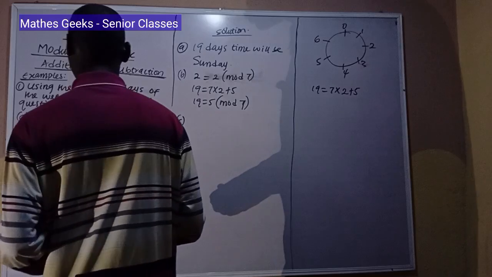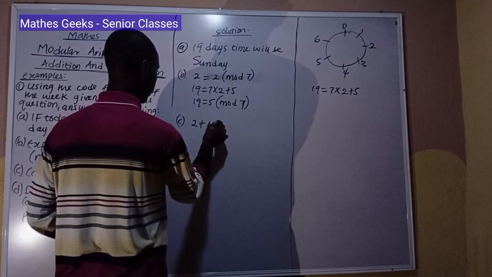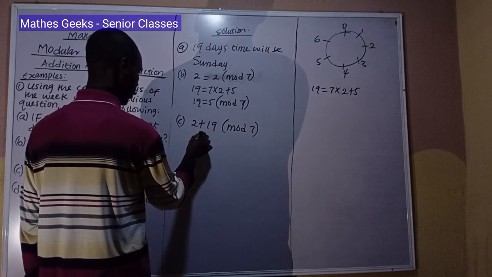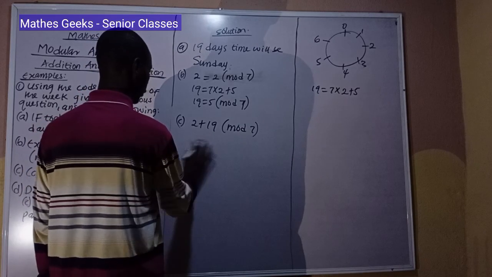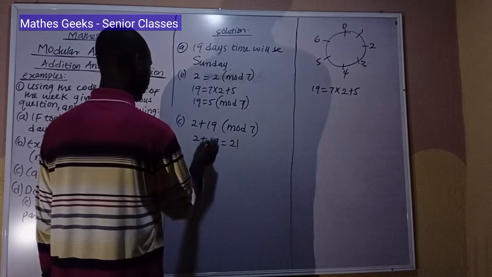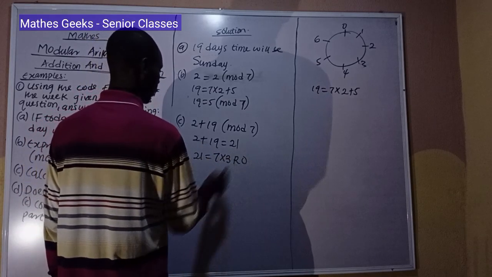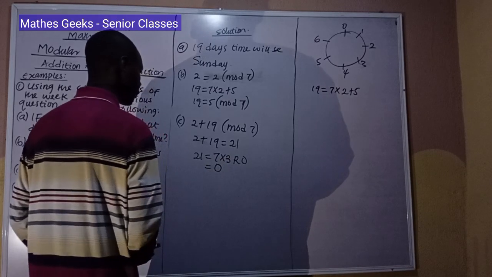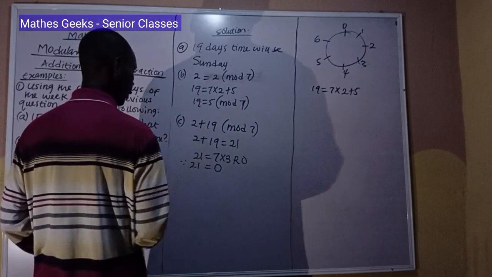C. Express 2 and 19. Calculate 2 plus 19 in mod 7. 2 plus 19 is 21. So 21 equals 7 times 3, and that's 0. So 21 is equal to 0.